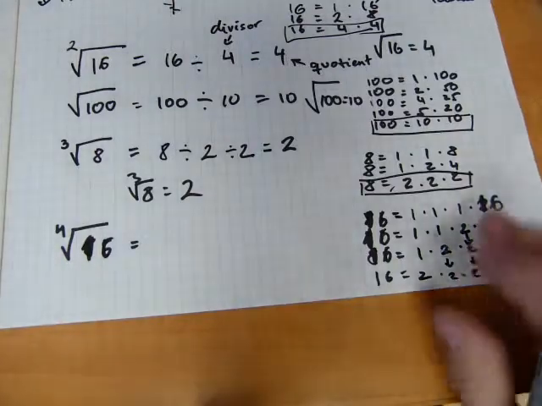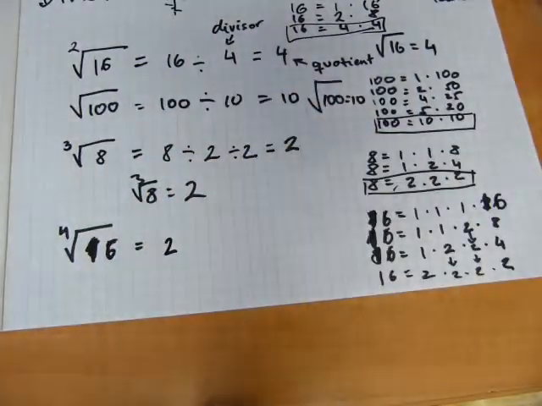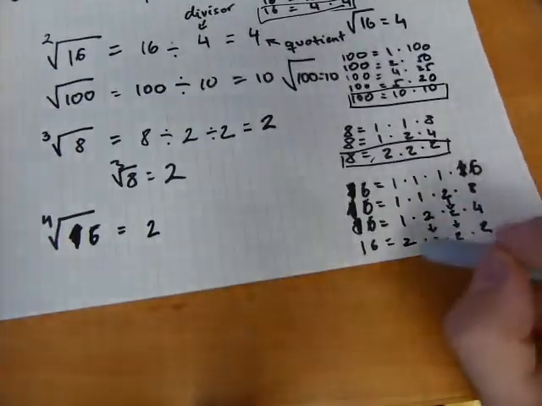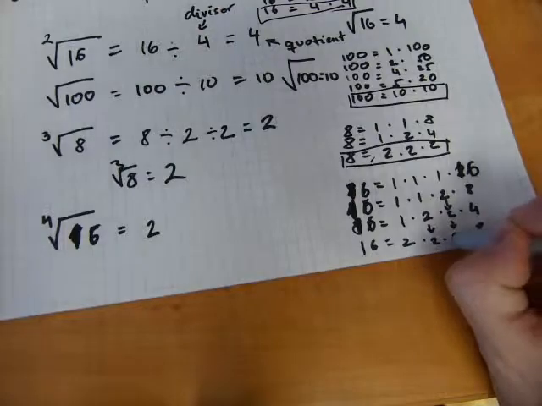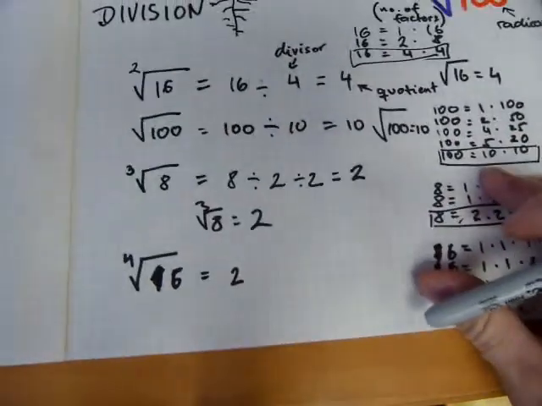This is what we mean by the fourth root of 16. And of course the answer is 2. 16 is divided by 2 by 2 by 2 again to get 2. That's what the meaning of fourth root is.